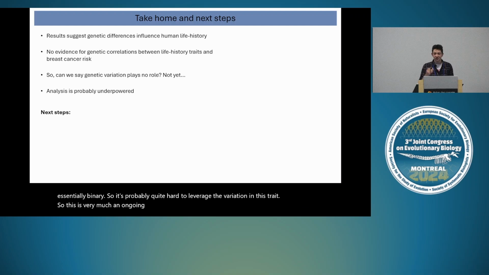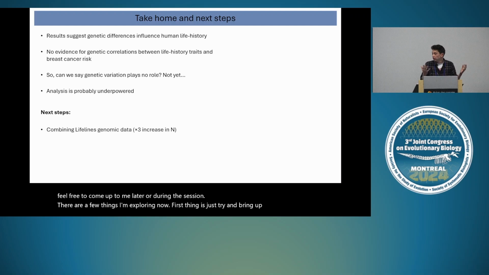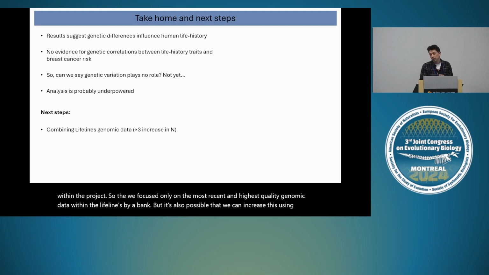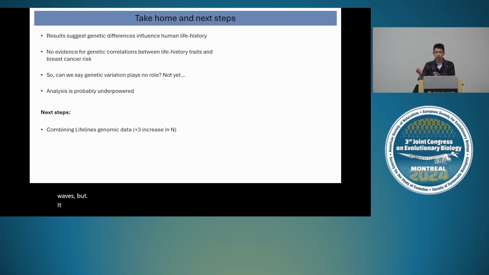This is where I really need your ideas and help, so feel free to come up to me later or during the session. There are a few things I'm exploring now. First is to try and bring up the sample size within the project. We focused only on the most recent and highest quality genomic data within the Lifelines Biobank. But it's also possible that we can increase this using older waves, which might reduce our number of SNPs available, but would certainly increase the number of individuals for which we have genomic data.